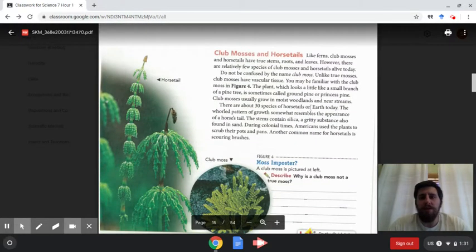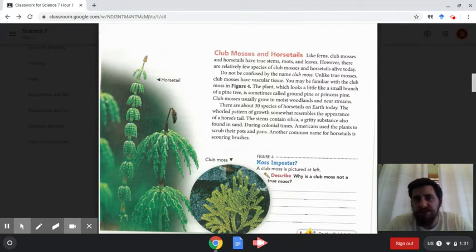Okay, club mosses and horsetails. Like ferns, club mosses and horsetails have true stems, roots, and leaves. However, there are relatively few species of club mosses and horsetails alive today. Do not be confused by the name club moss. Unlike true mosses, club mosses have vascular tissue. You may be familiar with the club moss in figure 4.